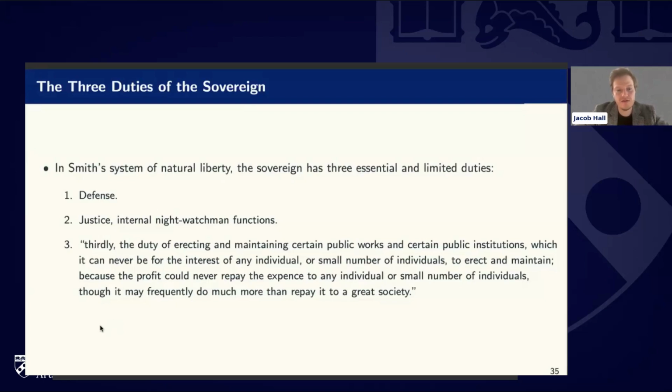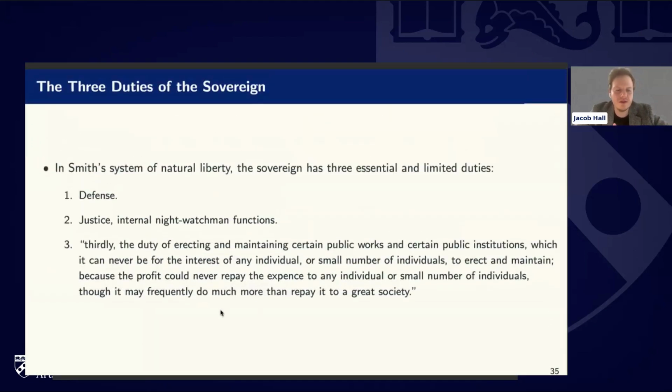Third is, it's worth quoting in full. Thirdly, the duty of erecting and maintaining certain public works and certain public institutions, which it can never be for the interest of any individual or small number of individuals to erect and maintain, because the profit could never repay the expense to any individual or small numbers of individuals, though it may frequently do much more than repay it to a great society. Okay, that's a long-winded duty. I think of it as erecting public works and institutions, a public goods question.